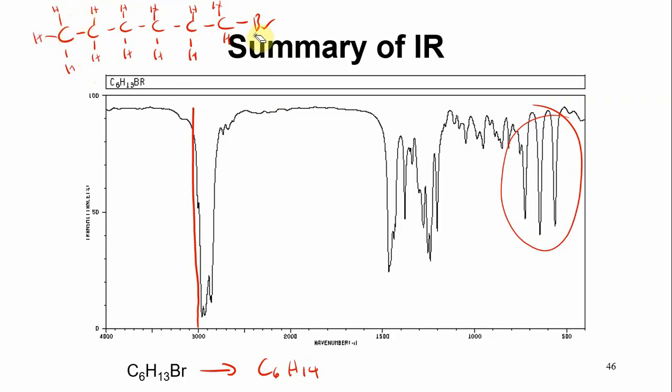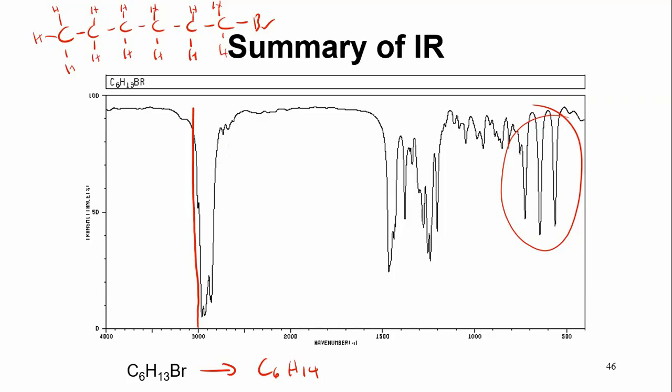Could you put it there? Is that a consistent formula? Okay. What if I put it at position 2? Will it still be consistent? How about position 3? If you go over here, you start repeating. So is it 1-bromo, 2-bromo, 3-bromo? Don't know. IR doesn't tell you.